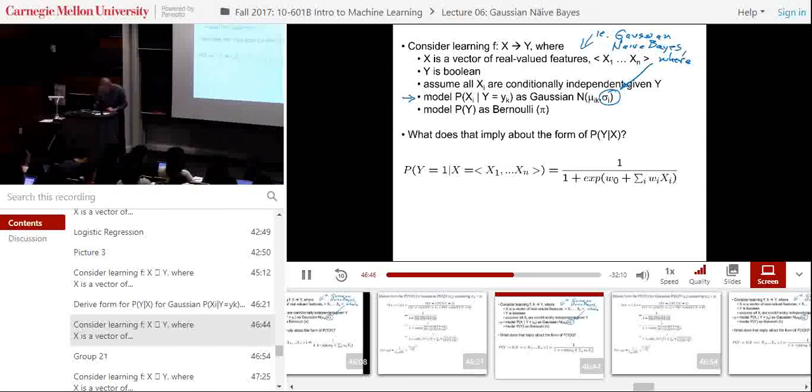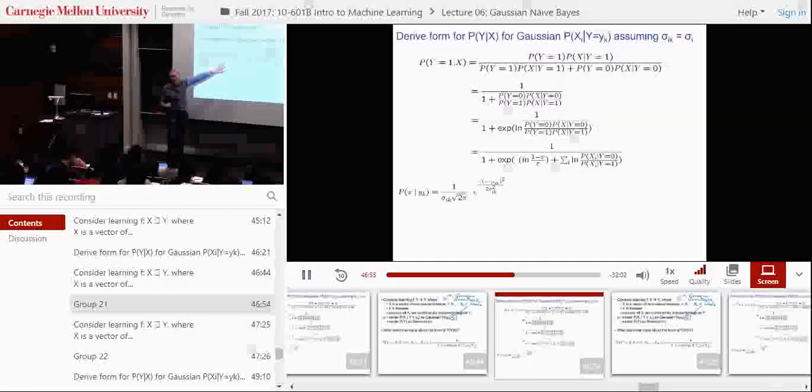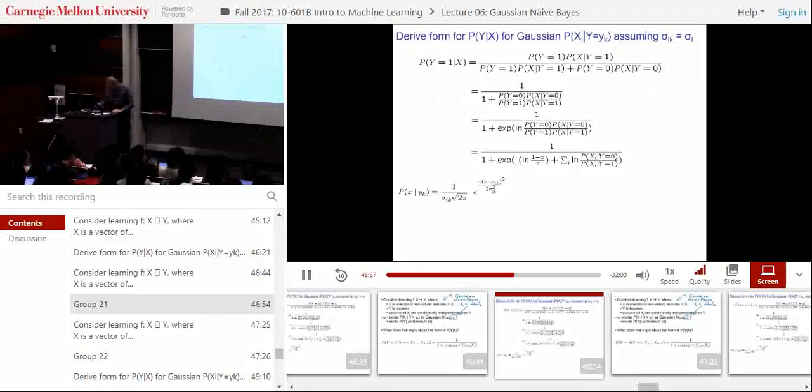So again, what I'm claiming is that this is the functional form of P of y equals 1 given x. And can you repeat how you calculate W0 and W1? We haven't described how we're going to calculate W0 and W1 yet, but we will.